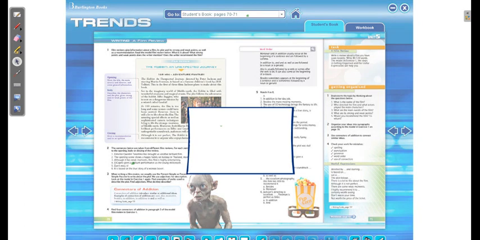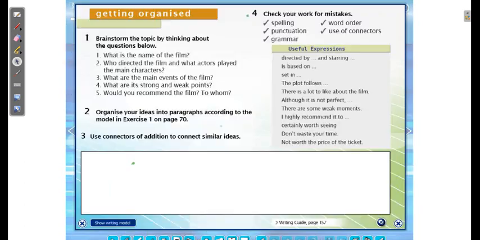I will tell you what you have to do before you start writing. Before you start writing, you have to brainstorm some questions. When you brainstorm the questions, you answer these questions. Once you have answered the questions, you organize these ideas into paragraphs. We have 4 paragraphs in a film review: 1 for the introduction, 2 for the body, and 1 for the recommendation. Very important to use connectors of addition.